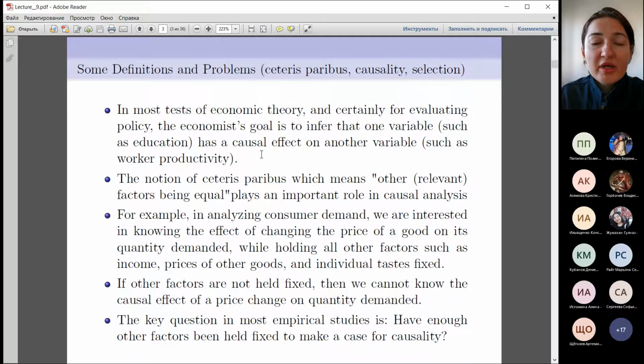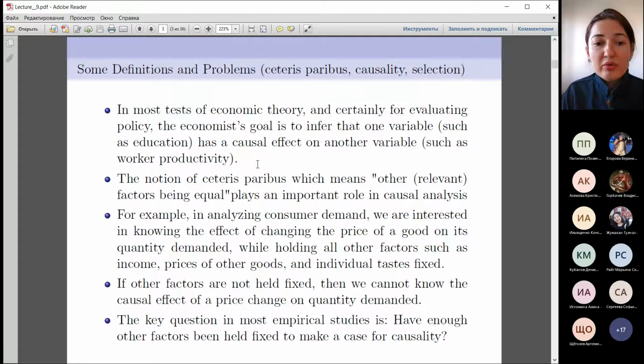And because of this, when we start our discussion about the multiple regression models, we used the ceteris paribus interpretation. You remember that ceteris paribus means holding all other factors fixed, or it means that other factors being equal. And this phrase plays a really very important role in causal analysis.